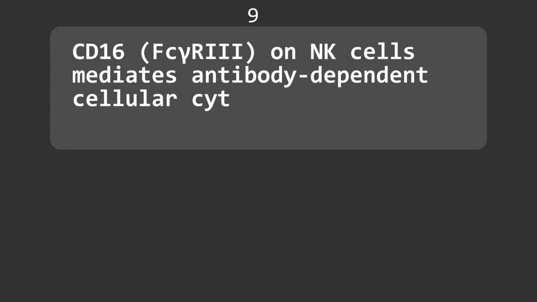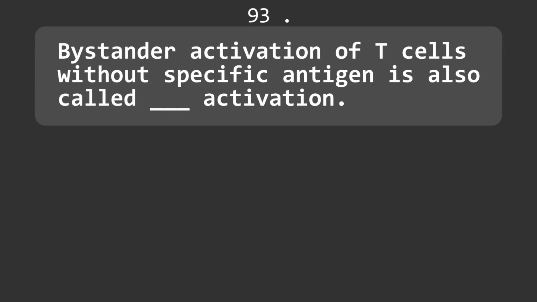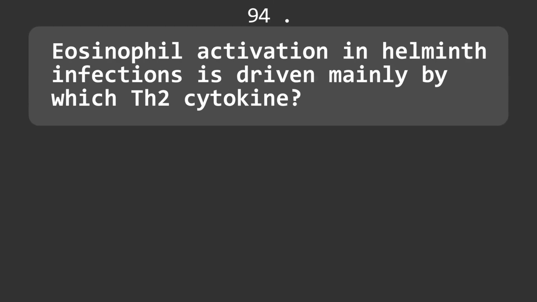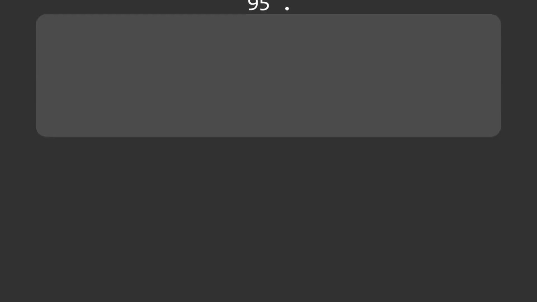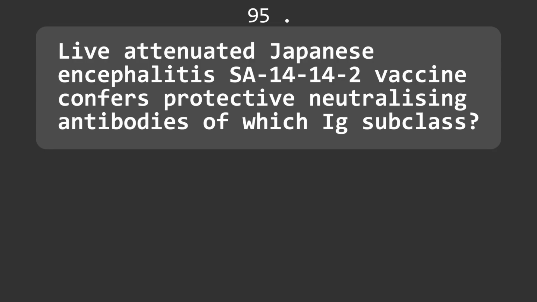CD16, Fc gamma R3 on NK cells mediates antibody-dependent cellular cytotoxicity by recognizing which region of IgG? Fc. Bystander activation of T cells without specific antigen is also called which activation? Polyclonal. Eosinophil activation in helminth infections is driven mainly by which Th2 cytokine? IL-5. Live attenuated Japanese encephalitis SA14-14-2 vaccine confers protective neutralizing antibodies of which Ig subclass? IgG1, long-term.